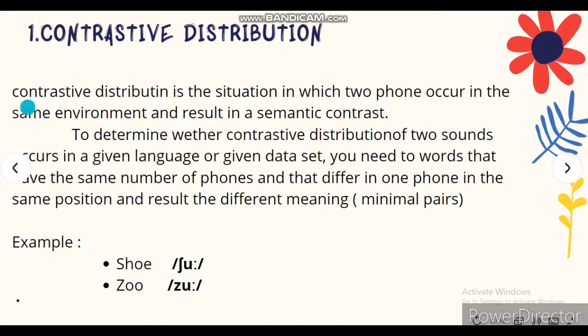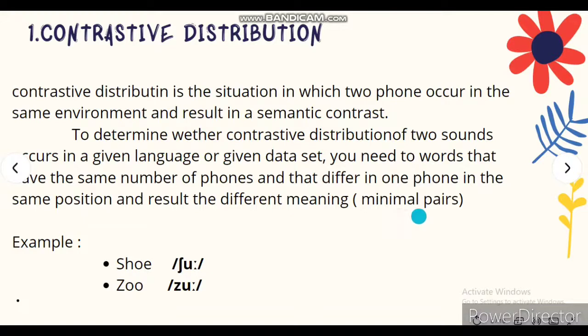Contrastive distribution is the situation in which two phones occur in the same environment and result in a semantic contrast. To determine whether contrastive distribution of two sounds occurs in a given language or a given dataset, you need two words that have the same number of phones and that differ in one phone in the same position, and the result is a different meaning, or what we know as minimal pairs.